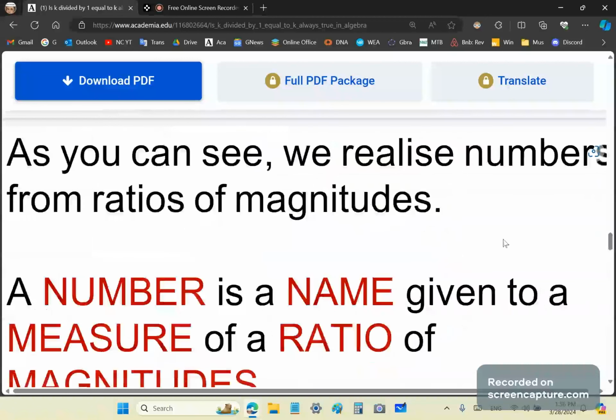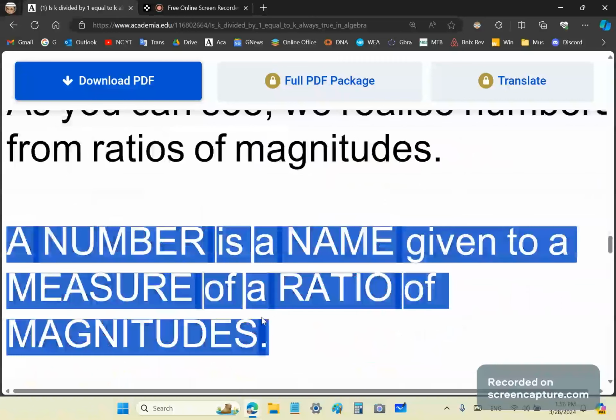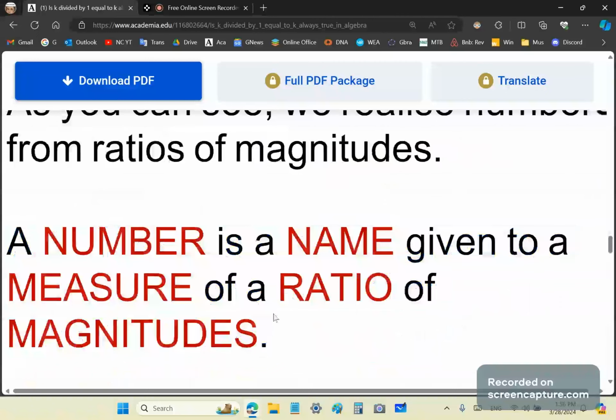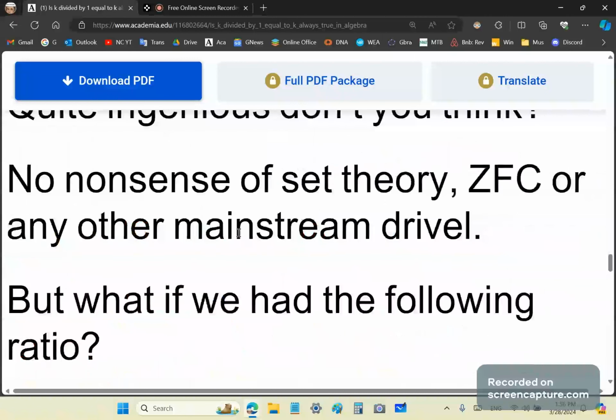And as you can see, we realize numbers from ratios of magnitudes. And here's this beautiful definition, which the great John Gabriel gives to you. A number is a name given to a measure of a ratio of magnitudes. Simple as that. So you have no nonsense of set theory, ZFC axioms, any of that other mainstream drivel.